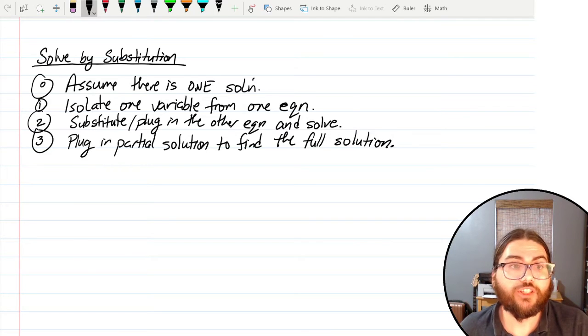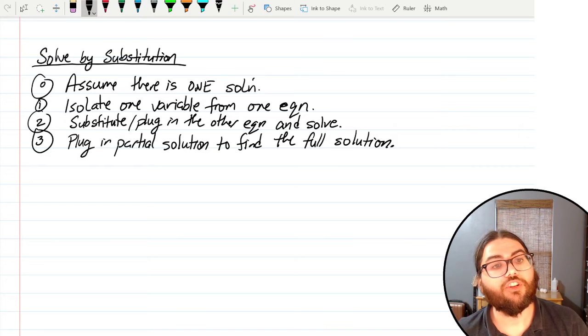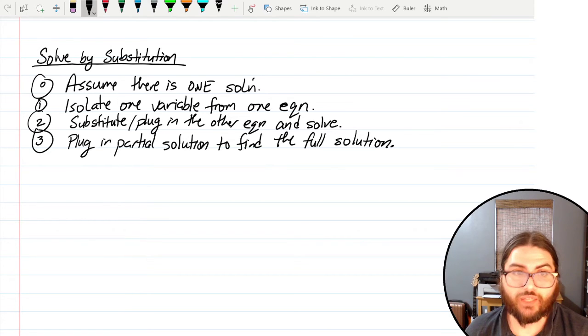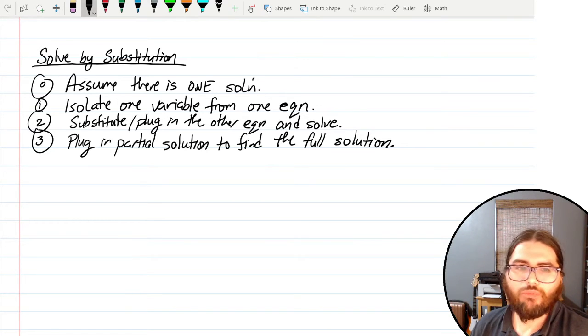And you can always check your answers by going back and plugging them into the original equation and the original system. It should make all of the equations true at the same time. And that's solve by substitution.